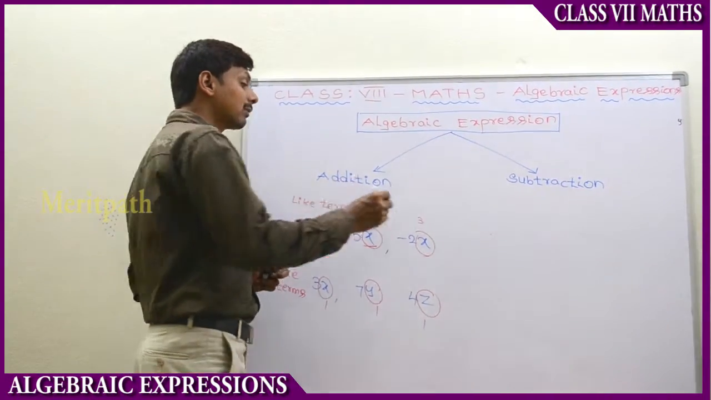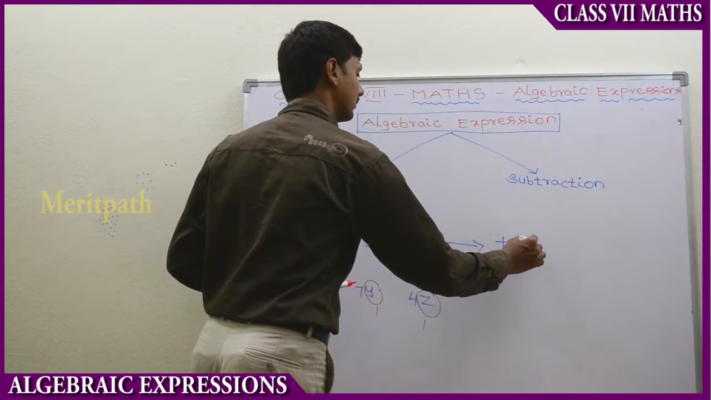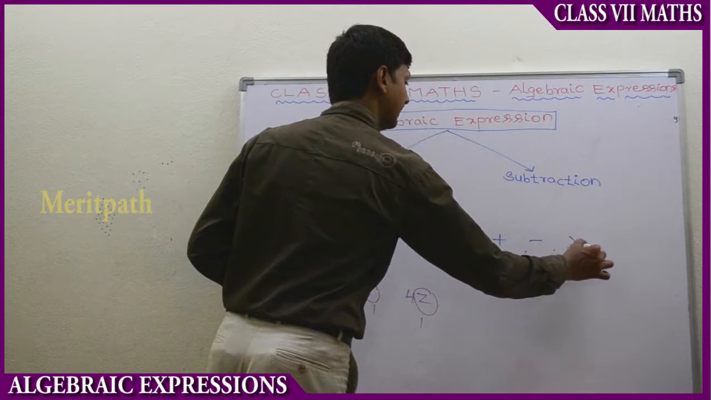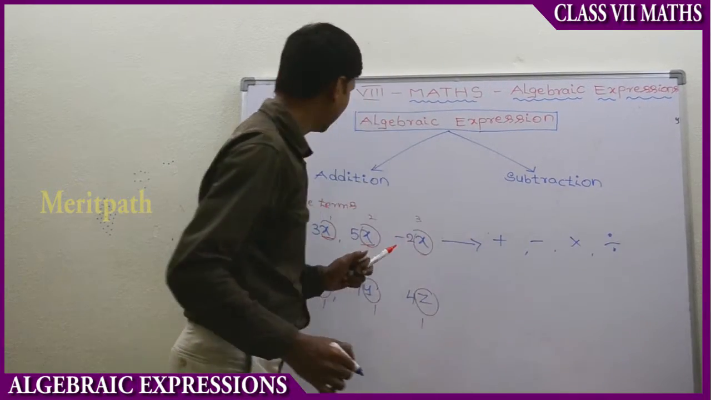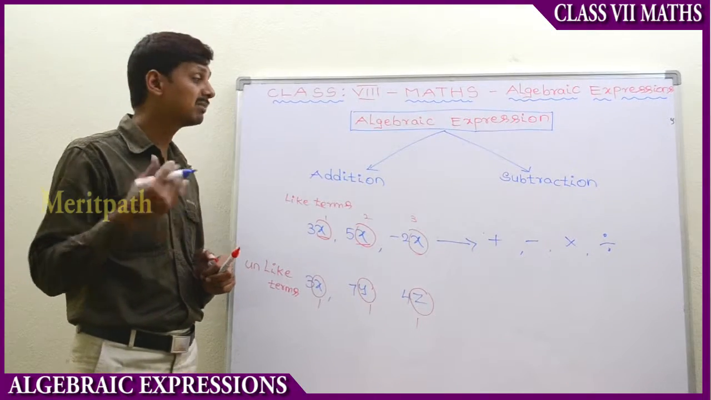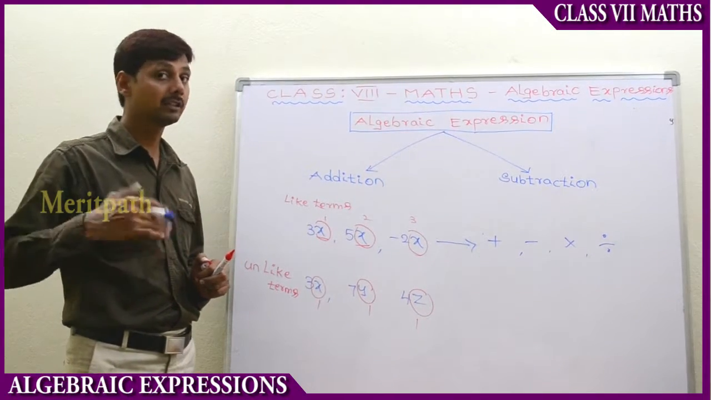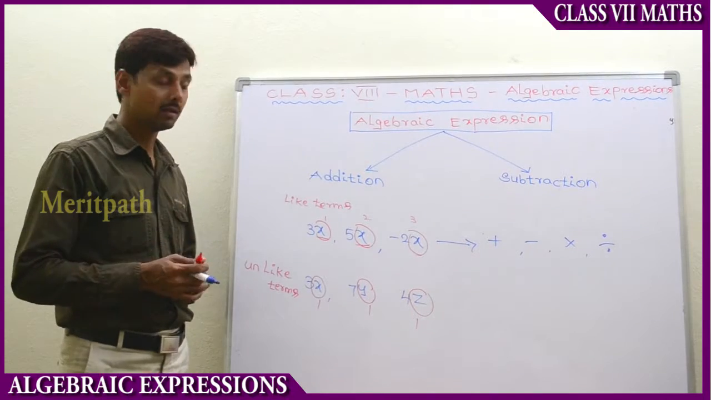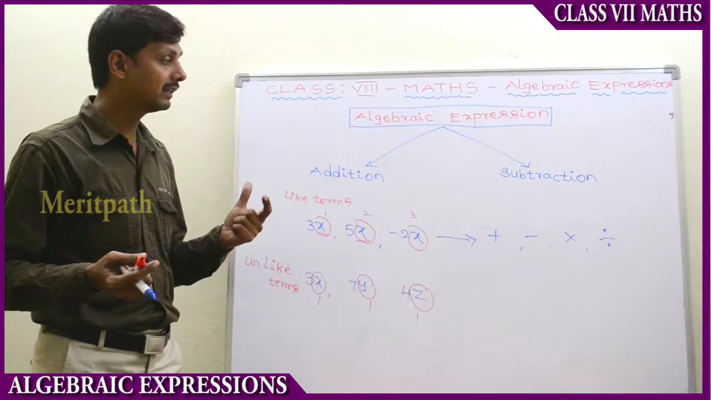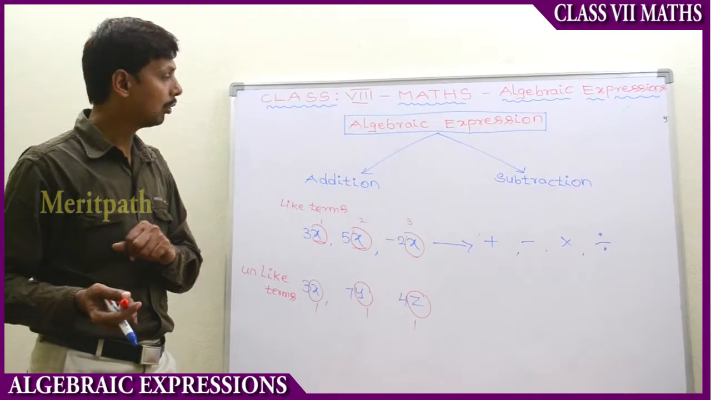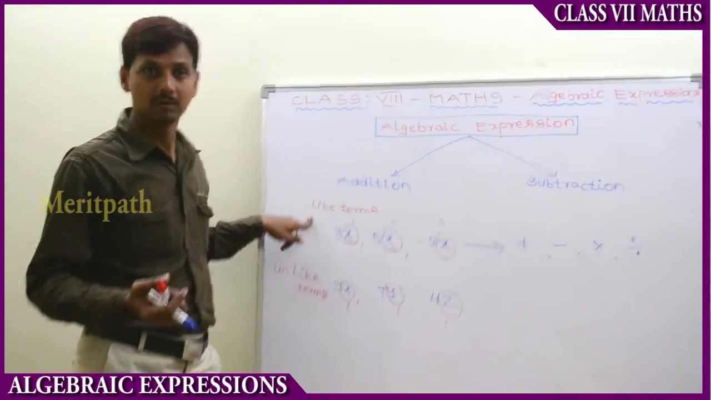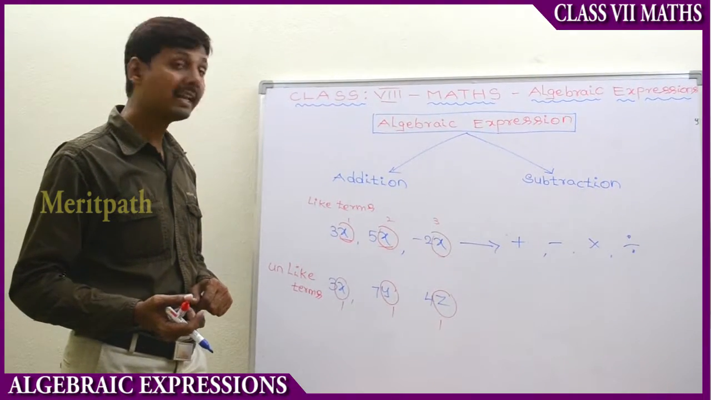So there is a rule for like terms and unlike terms. We can add and subtract or multiply and divide all these like terms. Like terms can be added, subtracted, multiplied and divided with each other. All four arithmetical operations we can do with like terms.